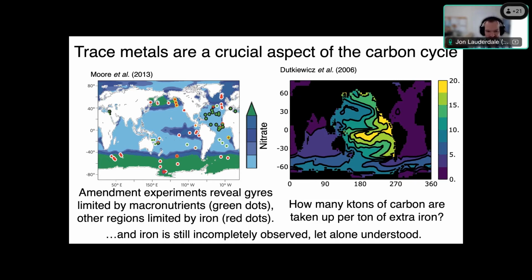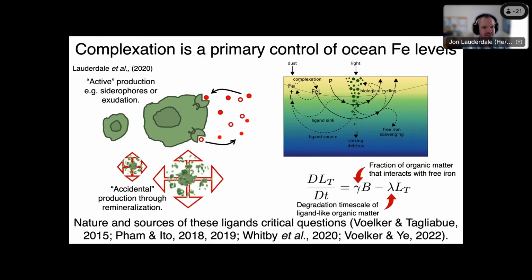But the iron cycle is still really incompletely observed, and there's still a lot of room for expansion on what we know. What we do know is that iron is really insoluble in oxygenated seawater. And so over 99% of the iron that you can measure and that is available is actually complexed or bound, associated with organic molecules called ligands. And those ligands are produced by biological activity.